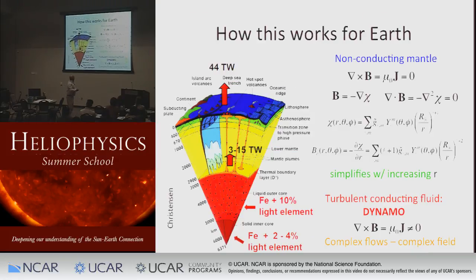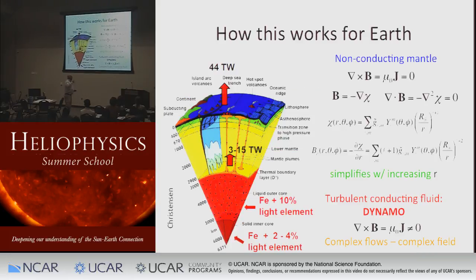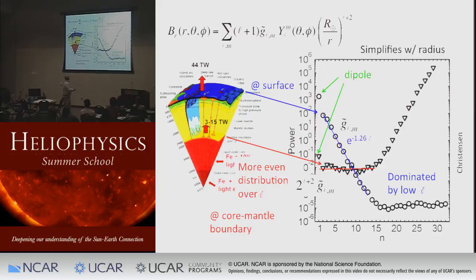If I have a general solution to this equation, it has all the L's in it. And the Earth itself has all the L's in its magnetic field, and they fall off with distance. So if I look at the magnetic field down here where it's being generated, this is a plot of the power in the magnetic field, and I don't want to go into all the details about how this works, but we're basically just plotting the coefficients in this expansion as a function of L.